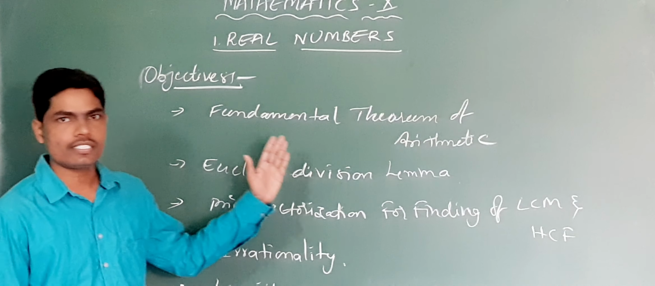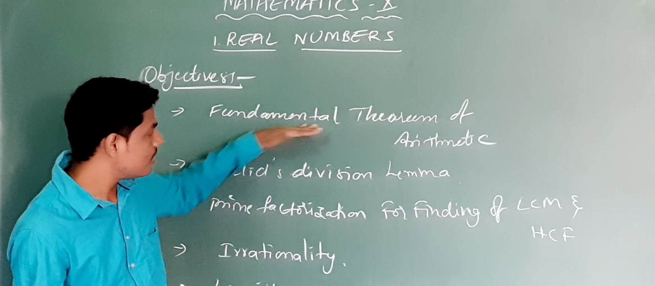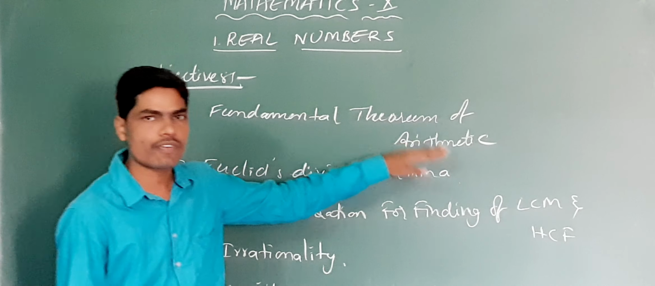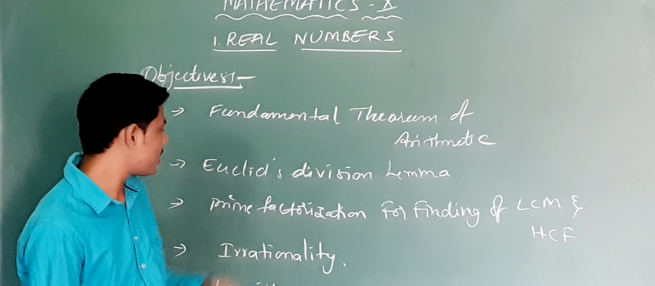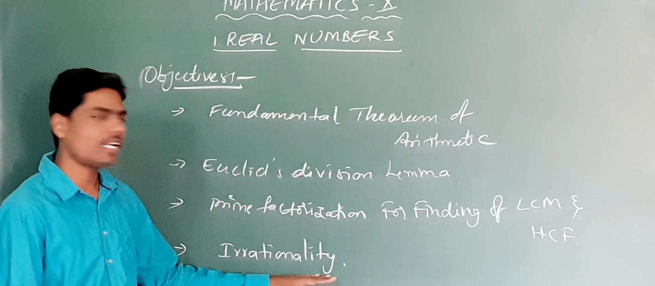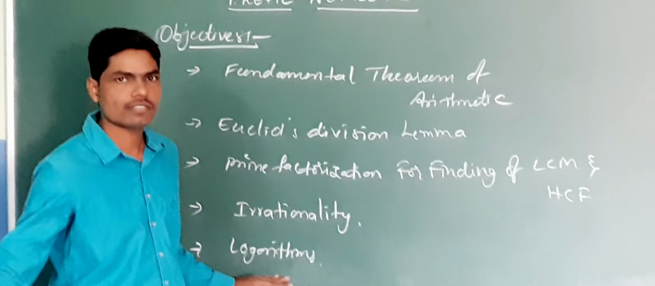By the end of this chapter, we can get the knowledge about this fundamental theorem of arithmetic, Euclid's division lemma, prime factorization for finding of LCM and HCF, irrationality and logarithms.